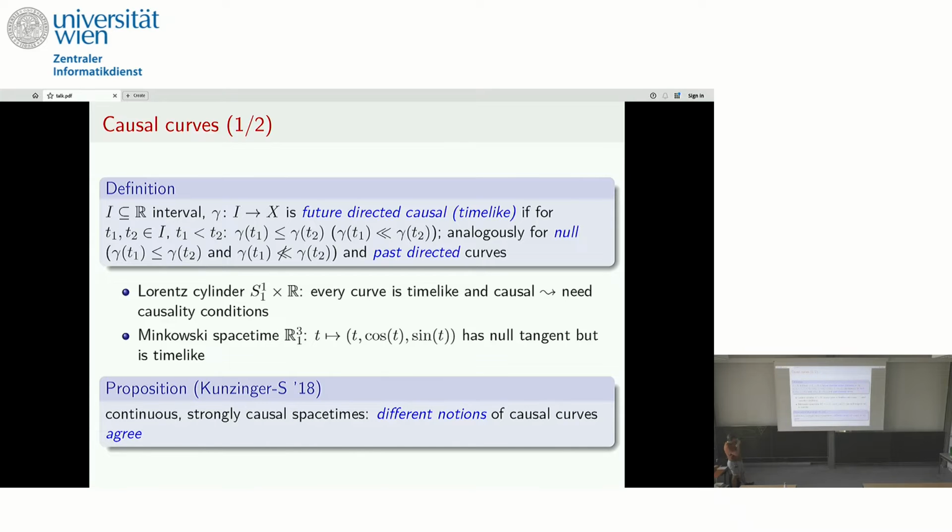Strong causality means that there are no almost closed causal curves. So not only are there no closed causal curves, but there is no sequence of curves where the endpoints converge to each other.